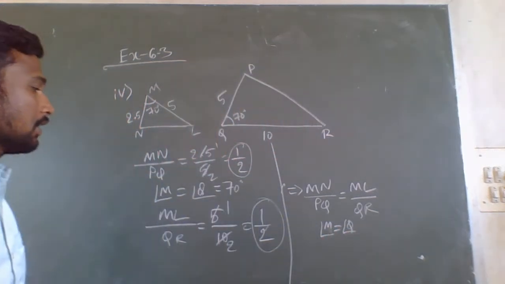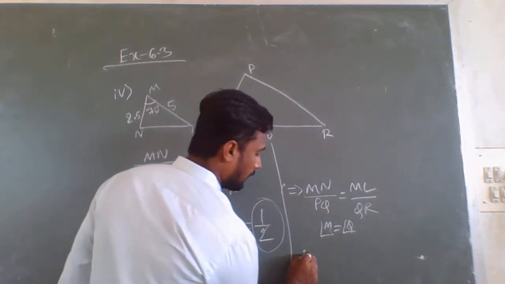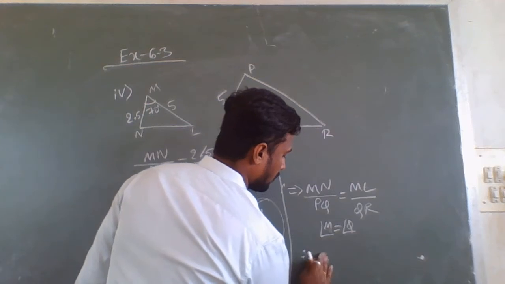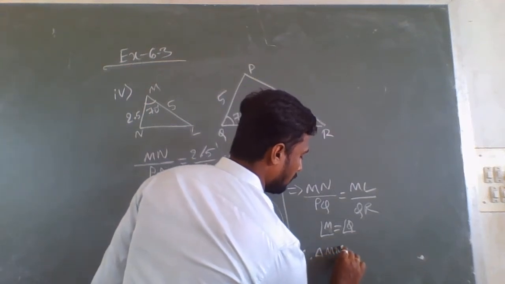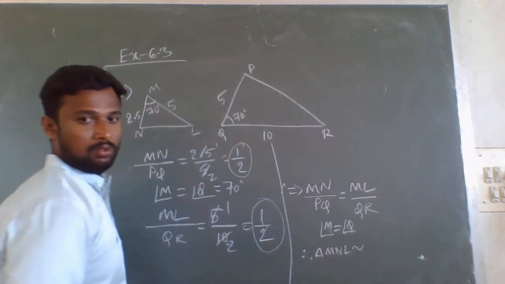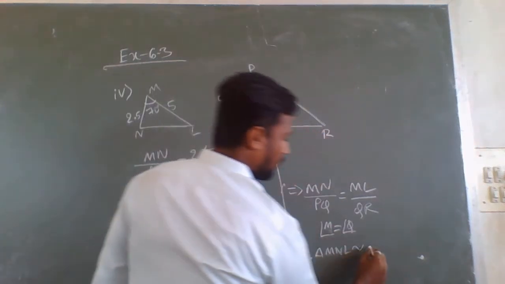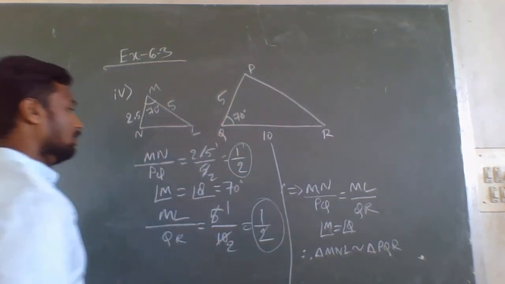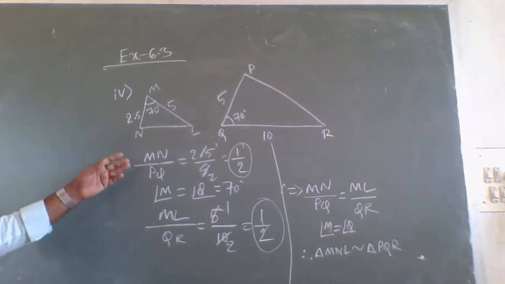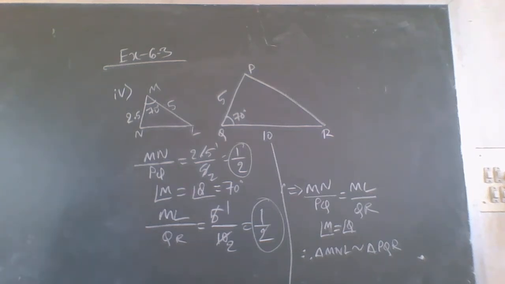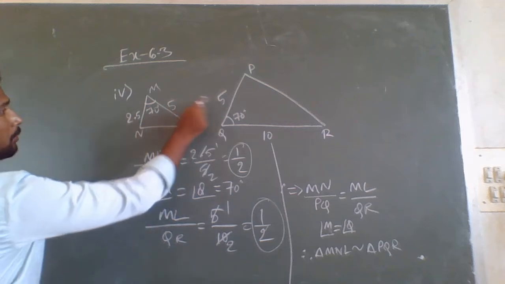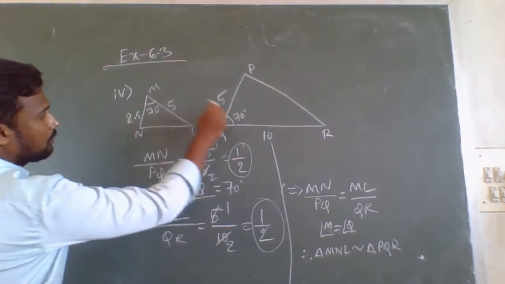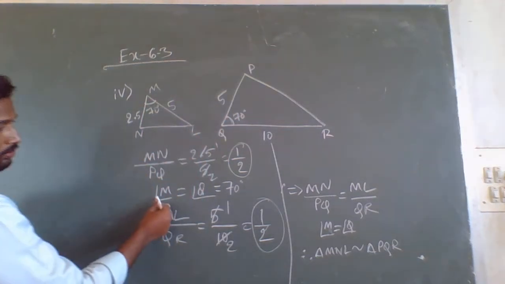Now by using this we can write, therefore, triangle MNL is similar to triangle PQR. Why? Because using the criteria side angle side, these two sides are proportional, 5 by 10 means we get 1 by 2. Again angle M and angle Q, both the angles are equal.